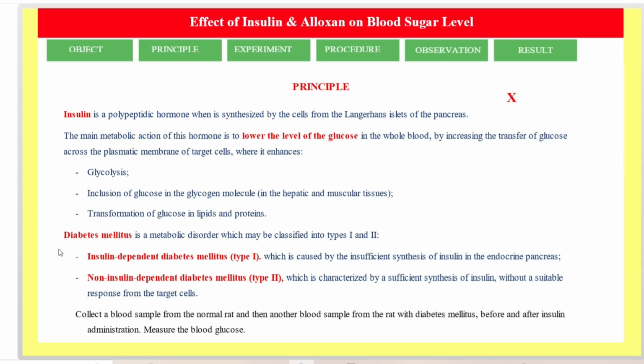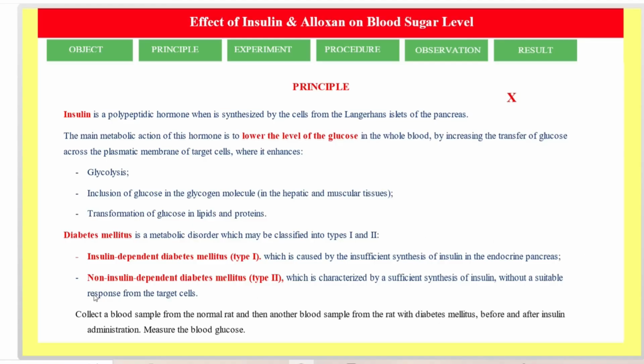Next we are seeing what diabetes mellitus is. It is a metabolic disorder which may be classified as type 1 and type 2. Type 1 is insulin dependent diabetes mellitus, where we need insulin. Type 2 is non-insulin dependent diabetes, which is caused by insufficient synthesis of insulin in the pancreas. Type 1 we are going to produce by giving Alloxan injection, destroying the beta cells of Langerhans in the pancreas. This type of diabetes we are going to produce in this experiment.